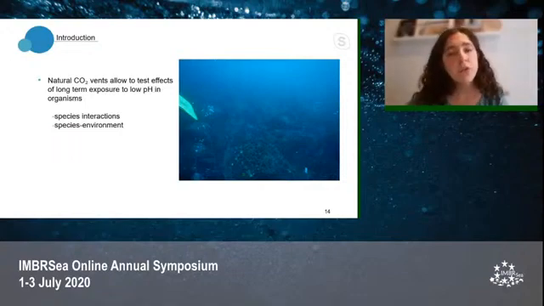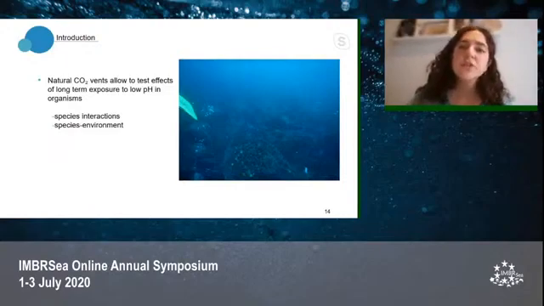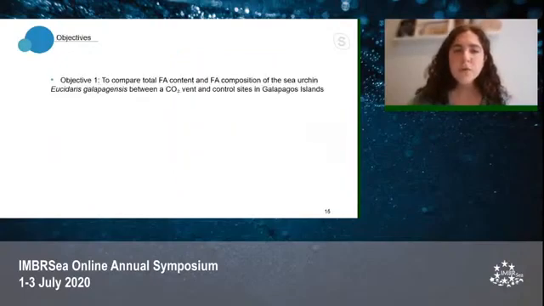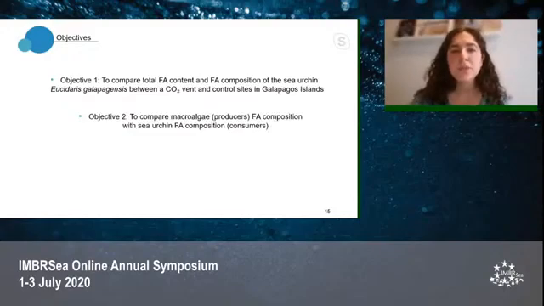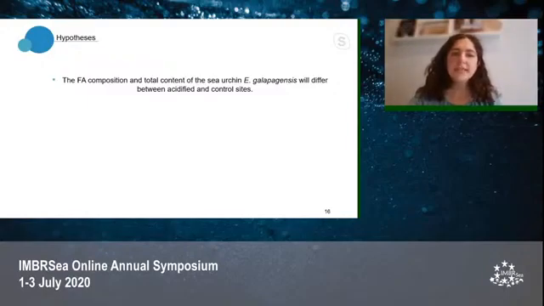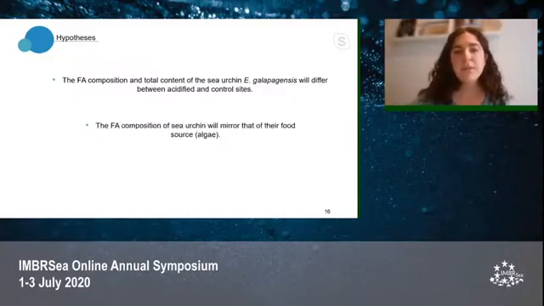Also, in other vents in the world, other organisms have been found living there. And fatty acids can tell us at what cost these organisms are living there. So the first objective of this study is to compare the fatty acid composition and total content of the sea urchin Eucidaris galapagensis between a carbon dioxide vent and control sites in the Galapagos Islands. And the second objective is to compare the fatty acid composition of the macroalgae with that of the sea urchin. And the associated hypotheses are that the fatty acid composition and total content in the sea urchin will differ among sites, and that the fatty acid composition of the sea urchin will mirror that of their food source.